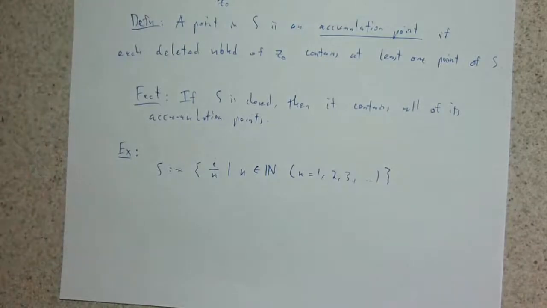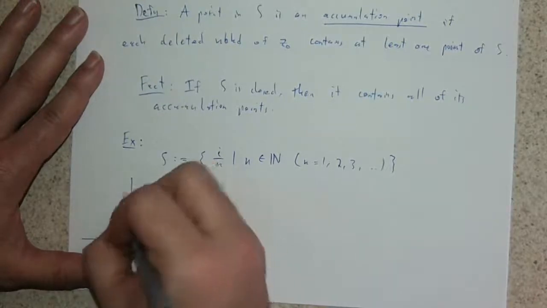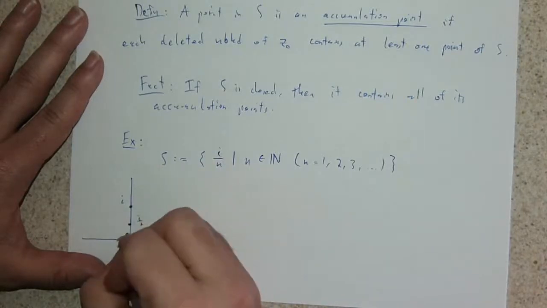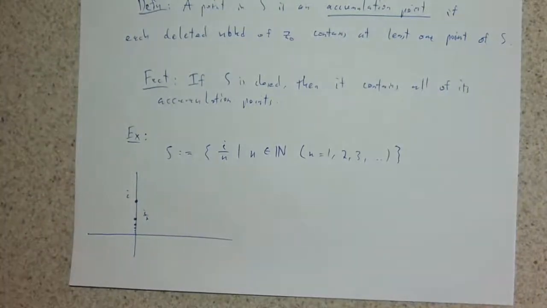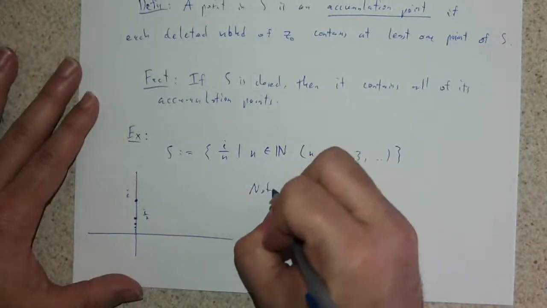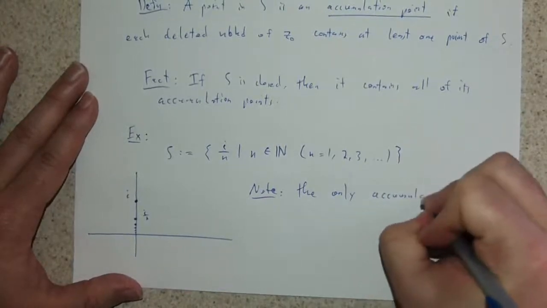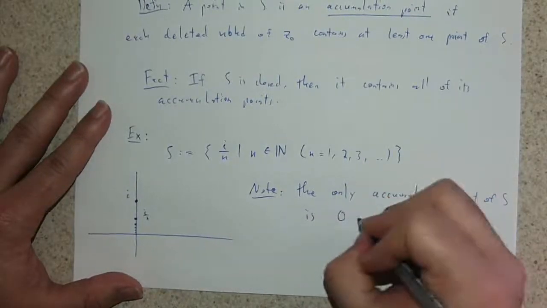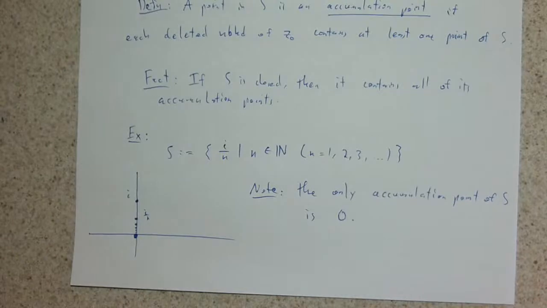So what does this set look like? This is a set of complex numbers where the first one is here at i, and then i over 2 is like here. And then the rest of them look like this. They're going down closer and closer to the origin here. Note the only accumulation point of this S is 0. That is here. Notice that this 0 is not actually contained in the set S.